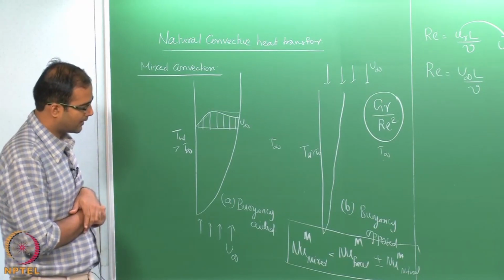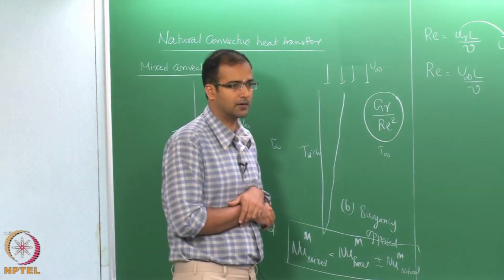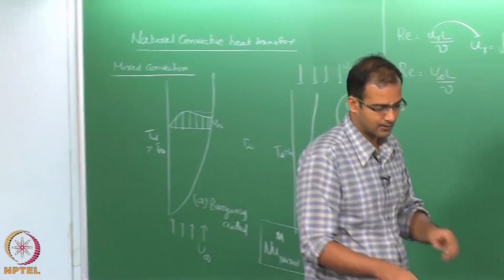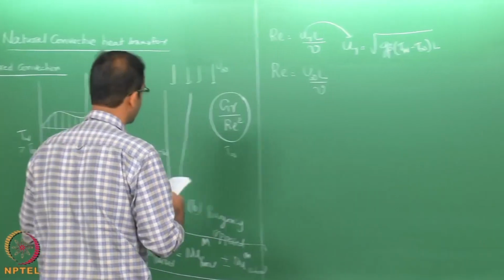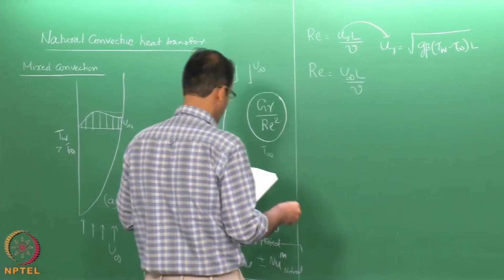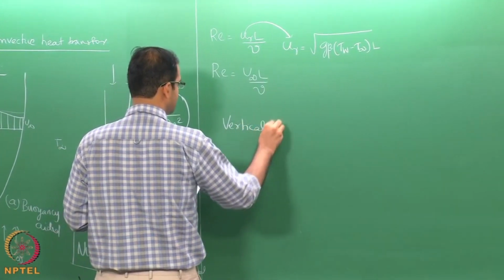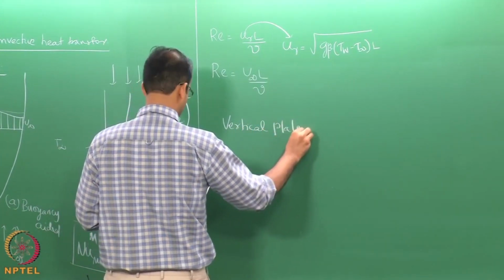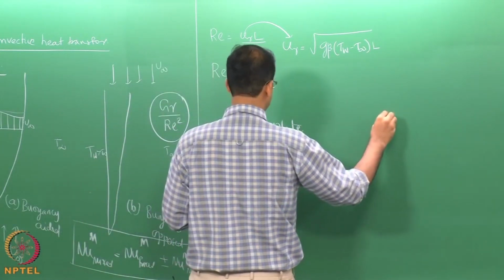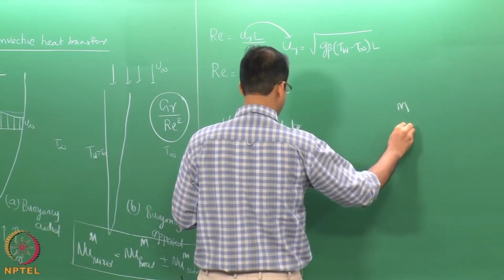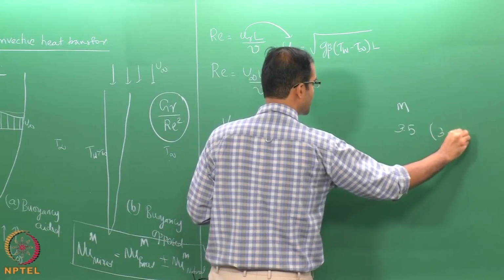Now, the value of m here depends on the kind of configuration. I will just list out the value of that index m for a few configurations. For example, if you have a vertical plate, this index m will be something like 3.5. Okay. This is usually between 3 and 4.